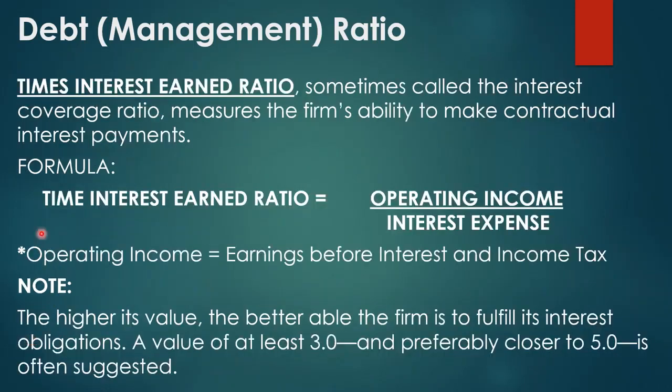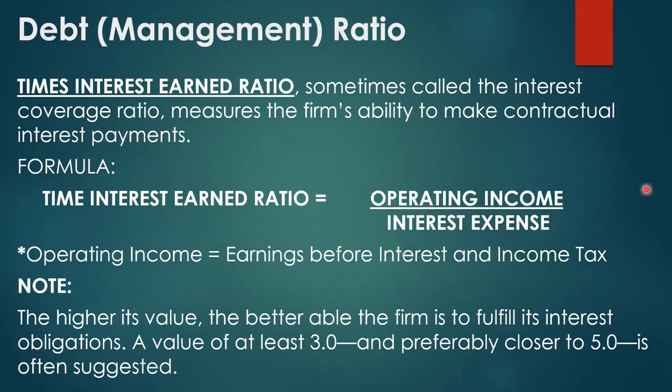Now, punta tayo kay time interest earned ratio, sometimes called the interest coverage ratio. It measures the firm's ability to make contractual interest payments. So, pinapakita nito yung capability ng firm para bayaran yung mga utang nito o yung mga interest nito sa mga utang. Paano natin yung malalaman? Well, ito yung formula. Time interest earned ratio is operating income divided by interest expense. Now, itong operating income is the earnings before interest and income tax.